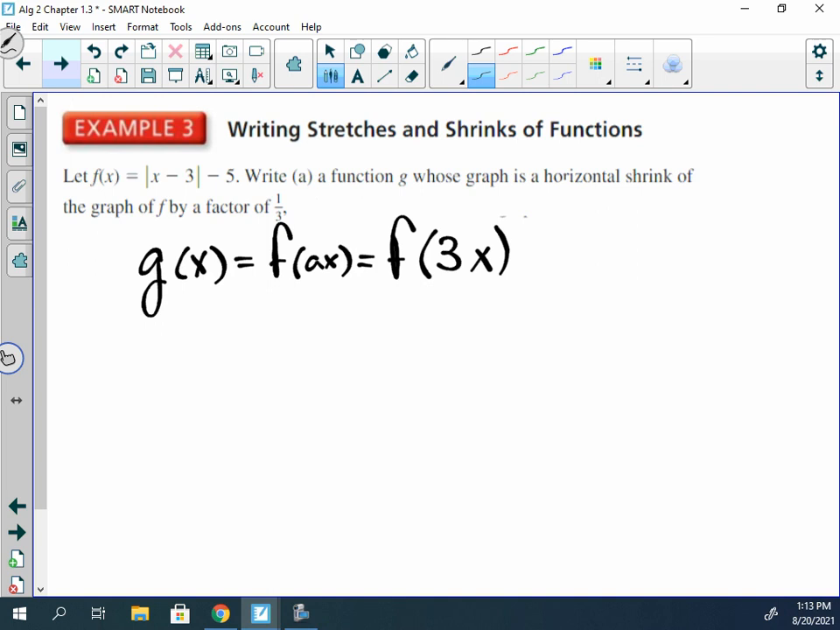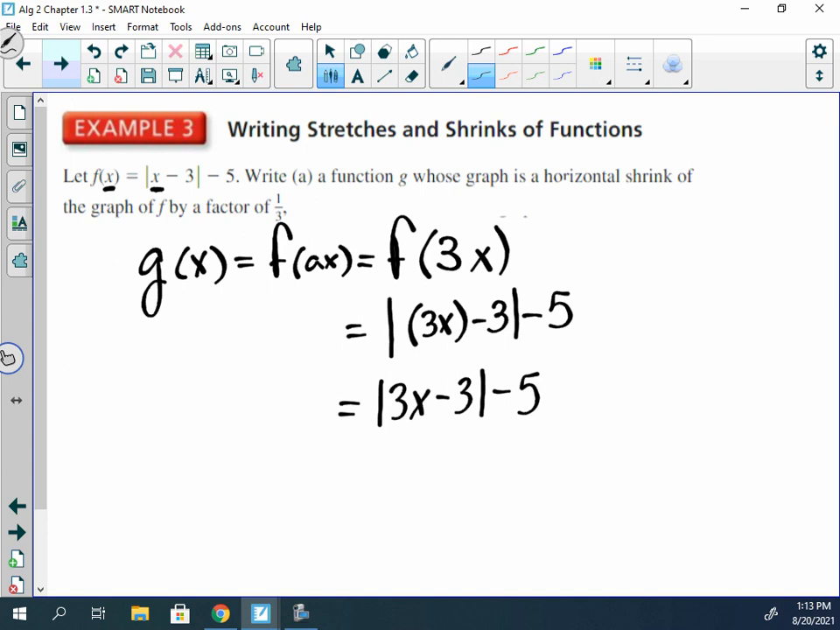Now that we have this, we can plug it into the function because we don't have f of x anymore. We have f of 3x. So anywhere that there's an x in f of x, we're replacing with 3x. So what we'd have is the absolute value of 3x minus 3 minus 5. Since it was just x, it wasn't 2x or negative x, we can really just drop those parentheses because it's not going to change anything. 3x minus 3 minus 5.